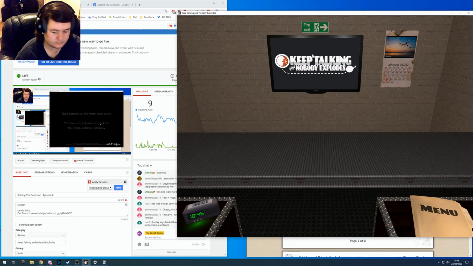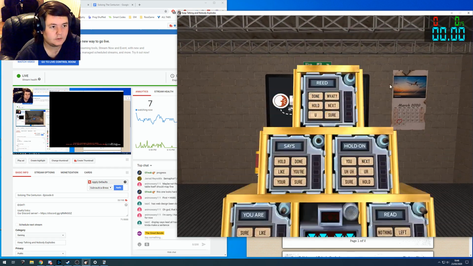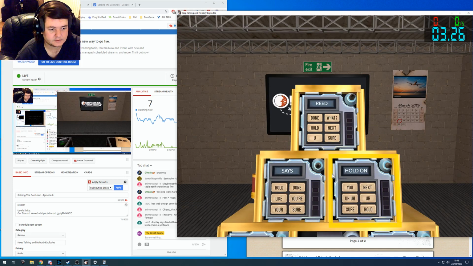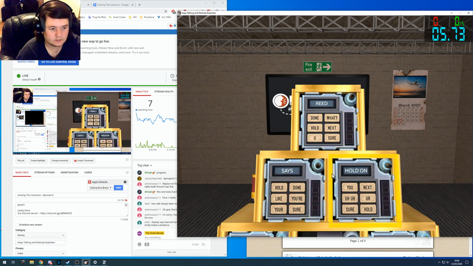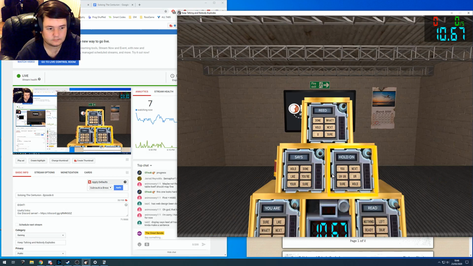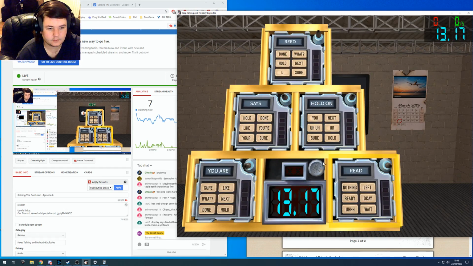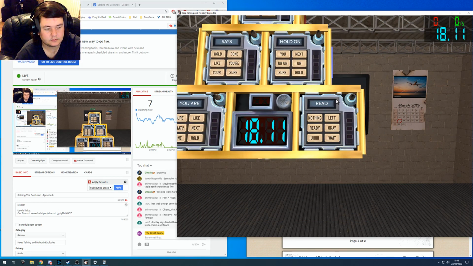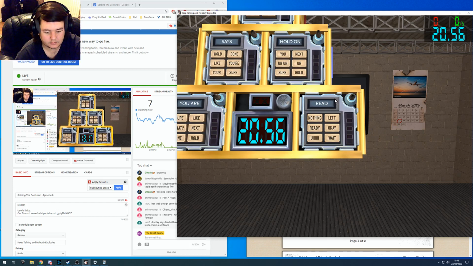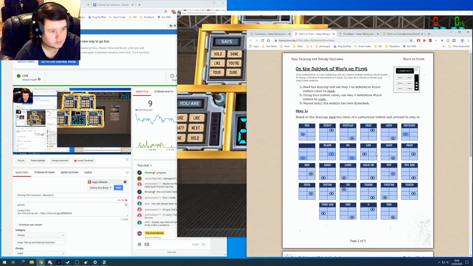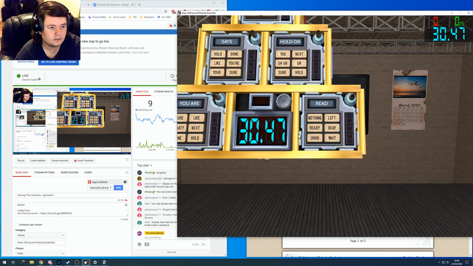All available experts, please report to room A9. Read. So bottom left, says is bottom right. Hold on is bottom right. You are is bottom right. And read red. Is that middle right? Yeah, okay.